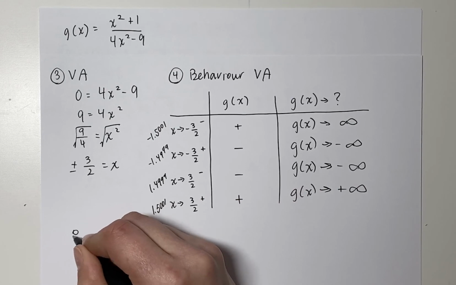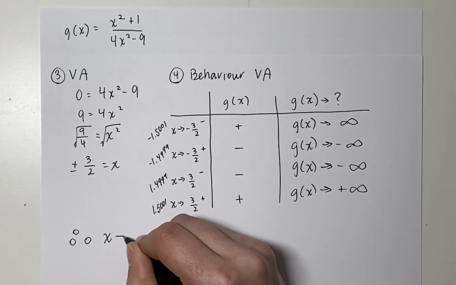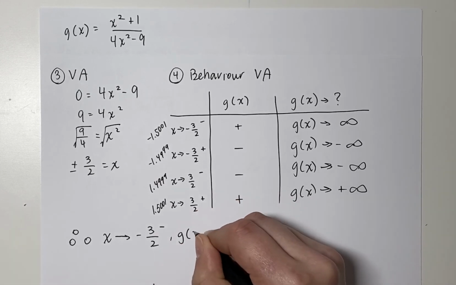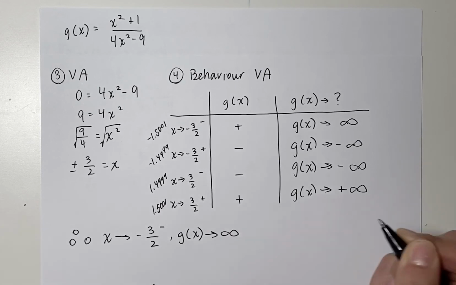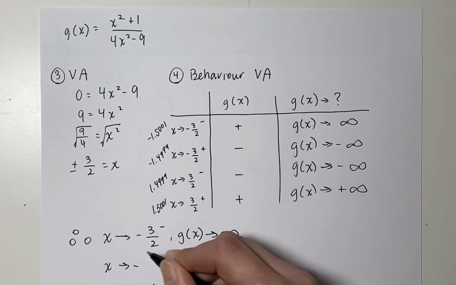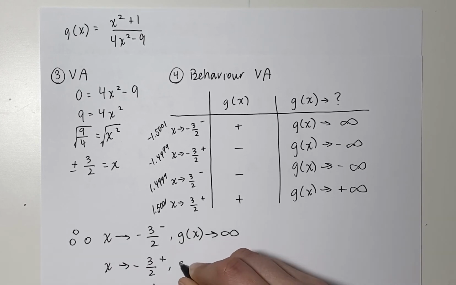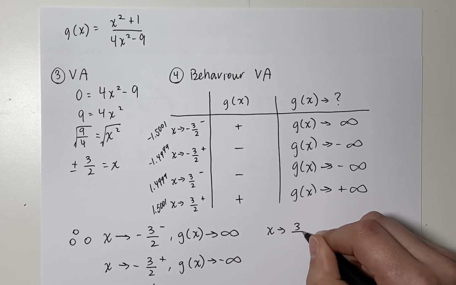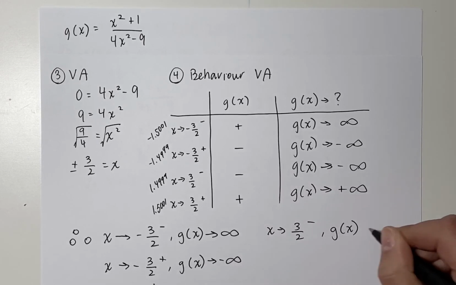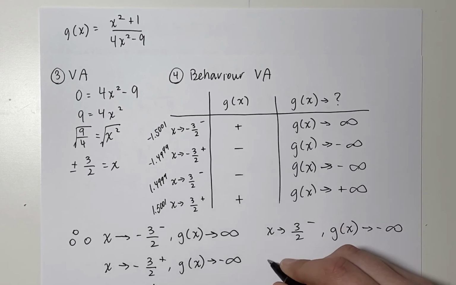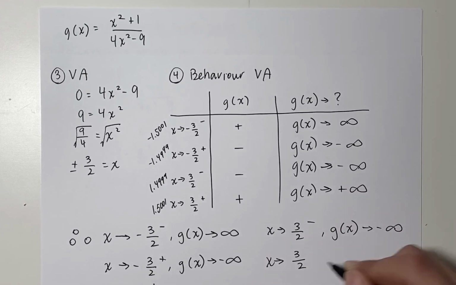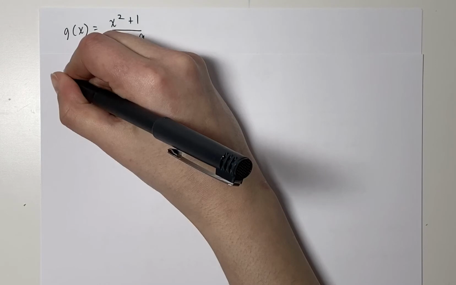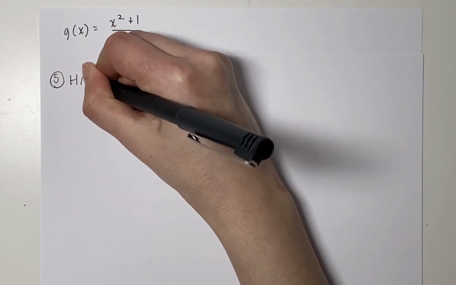Therefore, as x approaches negative 3 over 2 from the negative side, g of x is going to be infinity. As it approaches from the positive side, it's going to be negative infinity. As it approaches 3 over 2 from the negative side, it's going to be negative infinity. And then as it approaches it from the positive side, it's going to be positive infinity.